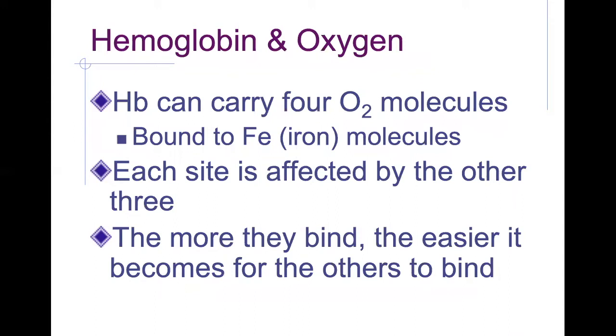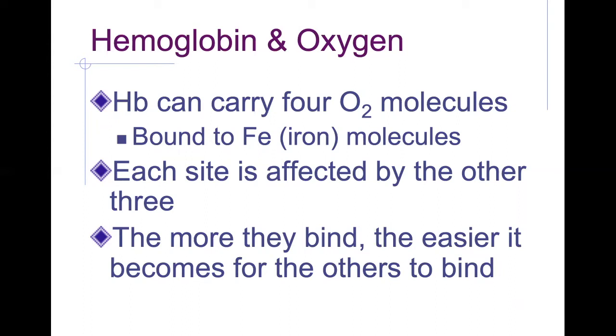Hemoglobin has 4 oxygen molecules that can bind to it, and they actually bind to iron molecules. So there are 4 iron molecules on each hemoglobin, and that's where oxygen can bind. Each site is affected by the other 3, meaning if oxygen starts to bind onto these iron molecules, it ends up giving a higher affinity for more oxygen to bind to the other 3 iron molecules.